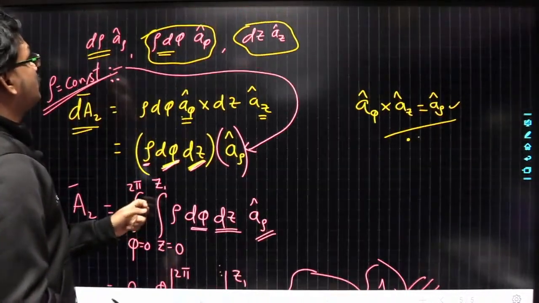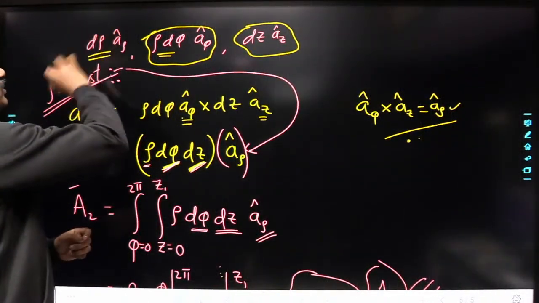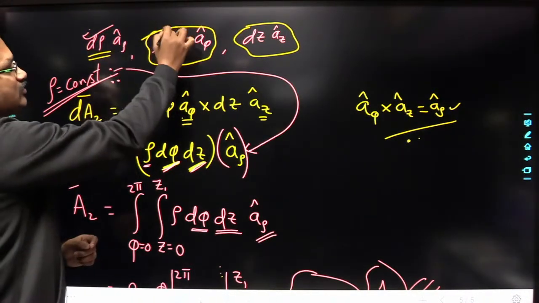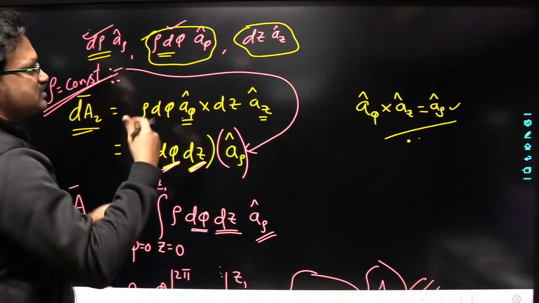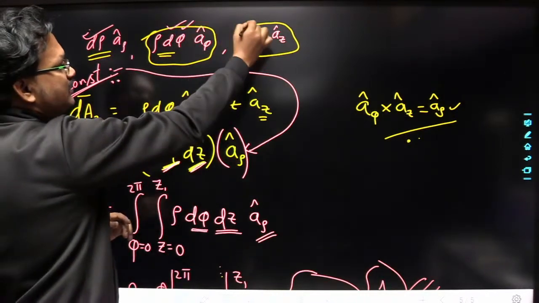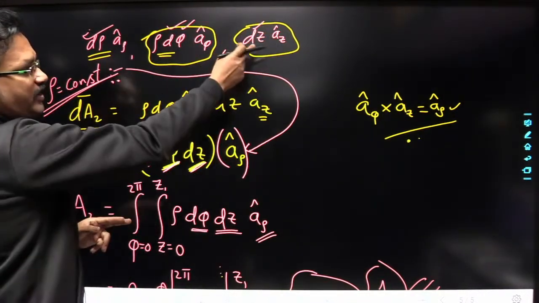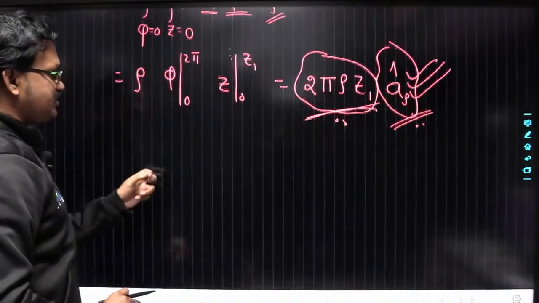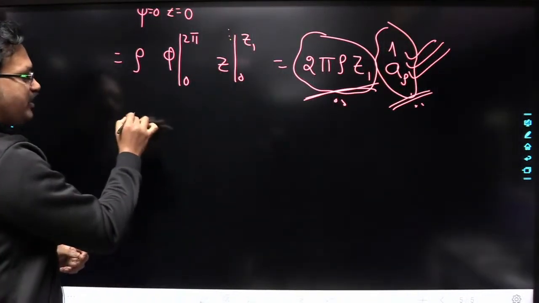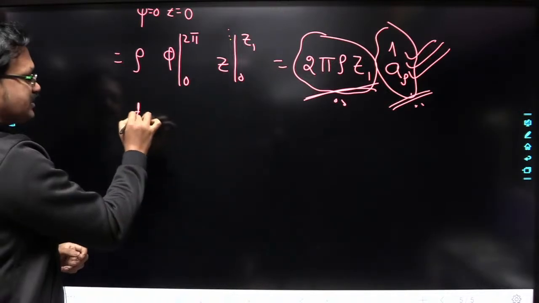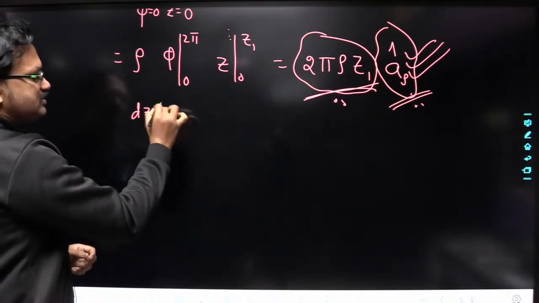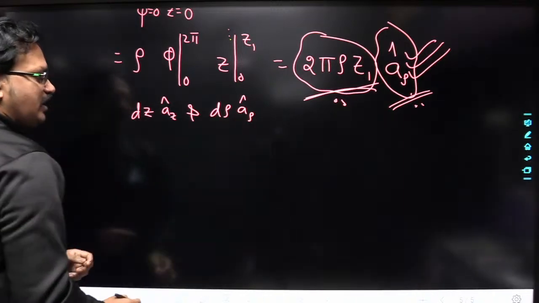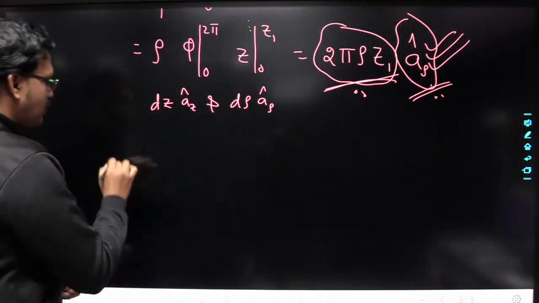Okay, so we have determined the surface area formed by varying rho and phi, and also we have determined the surface area formed by phi and z. Next, what is left out? Varying z and rho. Yes or no? Okay. Next, you have to determine the surface area by varying z and rho. So what you are going to get here?